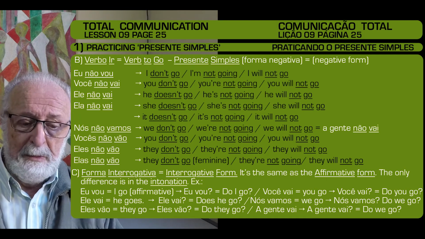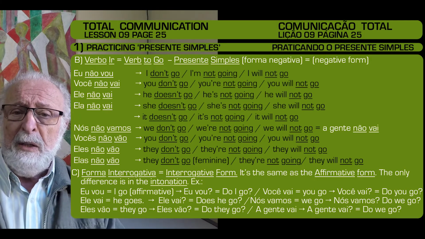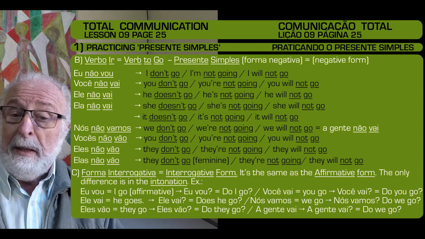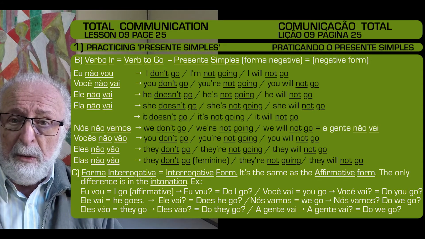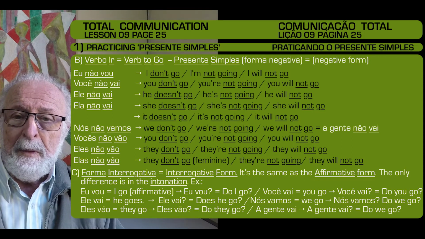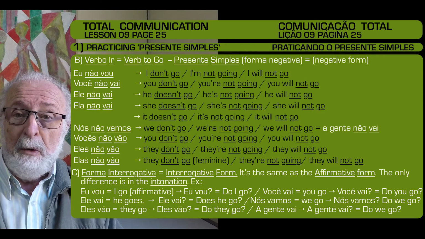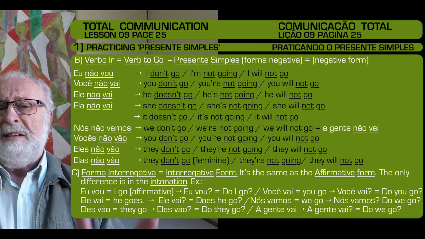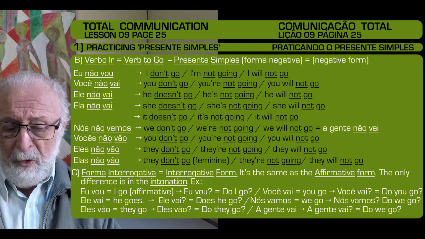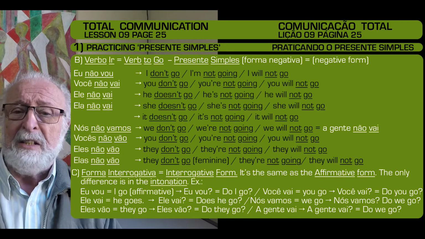Eles vão. They go. Eles vão. It means, do they go? If you could say in English, they go? It should be the question. Just that. Okay? No auxiliary, no anything, just the intonation.